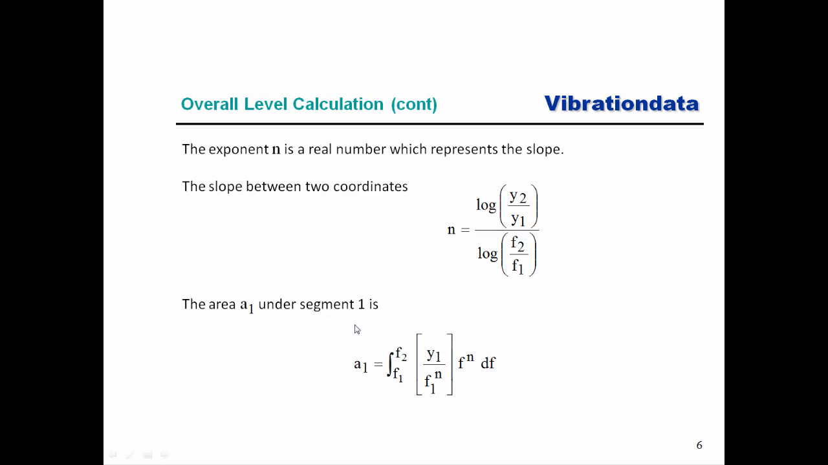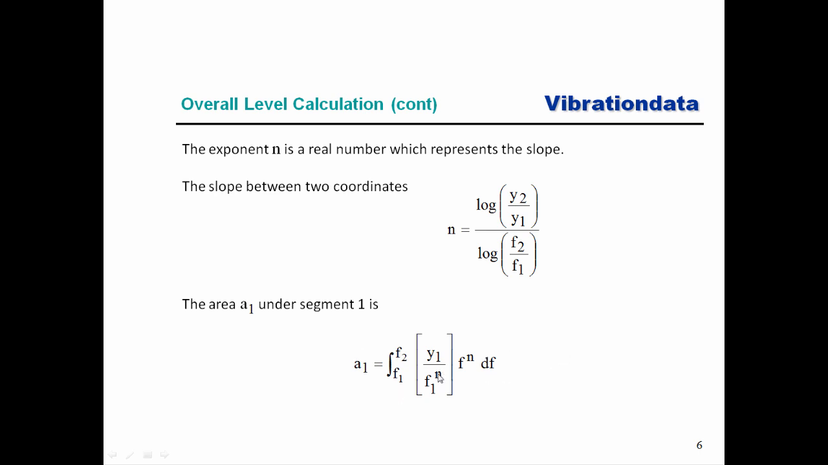So here's our integration formula. Think back to calculus. We plug in our equation for y here. We're integrating with respect to frequency, but between a starting frequency and an ending frequency for that given segment. So this is how we get the GRMS squared area for that segment.